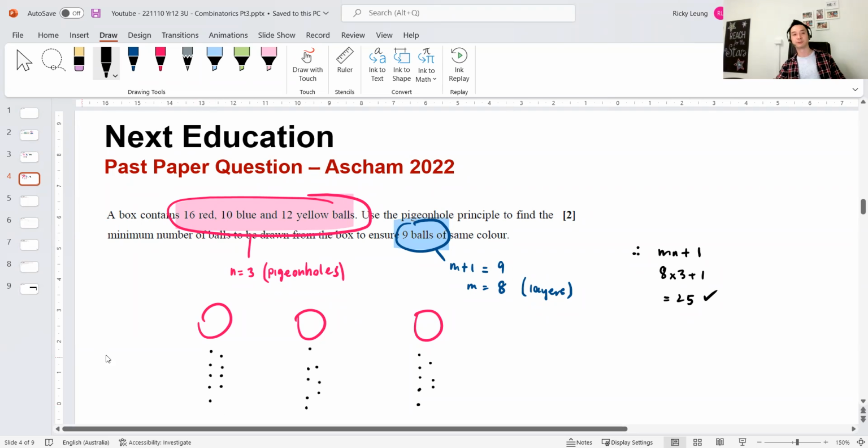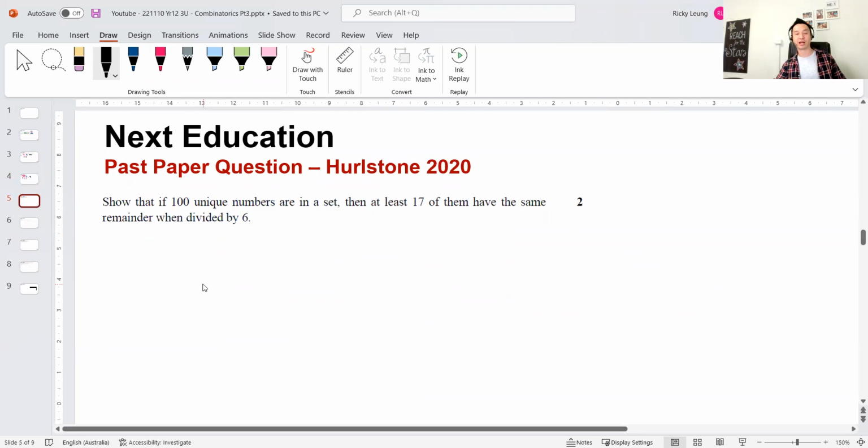Hope that's okay. So another one. Now, a classic question, right? Show that in a set of 100 unique numbers, at least 17 of them have the same remainder when divided by 6. So once again, what are we saying here? Sorry, take a step back. This is a show question, right? So this one here, they gave you the pigeons. They gave you 100 to work with. So this here is the number of pigeons. I need to derive a number that is either less than 100 or equal to 100.